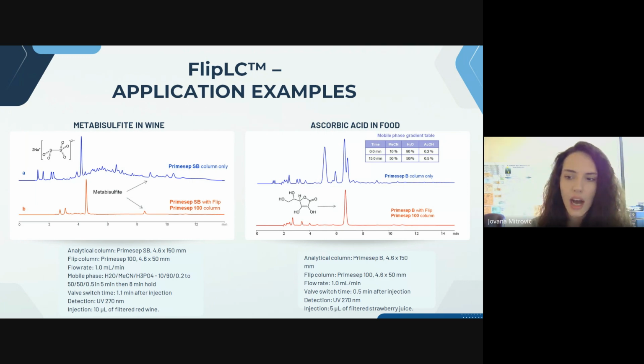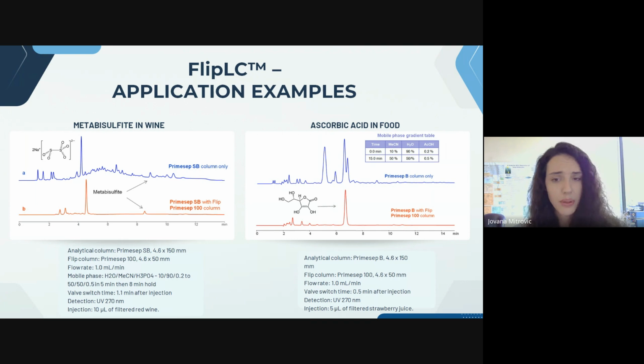And you notice how the chromatogram that utilizes the flip system, the red one, is much cleaner. Now, in the second example on the right, we apply a similar approach to ascorbic acid in strawberry juice. And again, strawberry juice as the food source is full of sugars, pigments, and a lot of other compounds that tend to stick to the column or mask the signal.